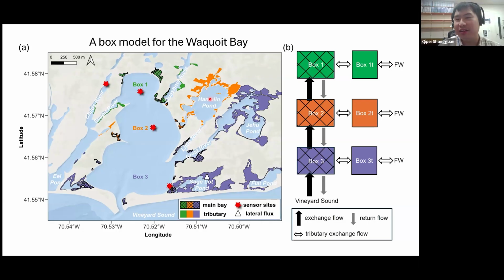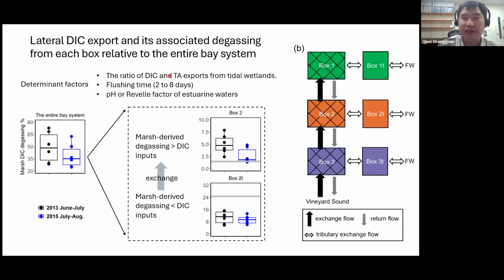So essentially, it's like 2 different differential equations, like dDIC over dt equals a whole bunch of processes. And we model this DIC and alkalinity flux during 2 seasons, because during these 2 seasons, we have a nice alkalinity and DIC time series, so we can model it. By comparing these 2 seasons, we identify several critical factors that control the DIC flux.